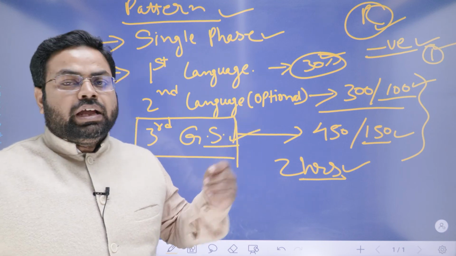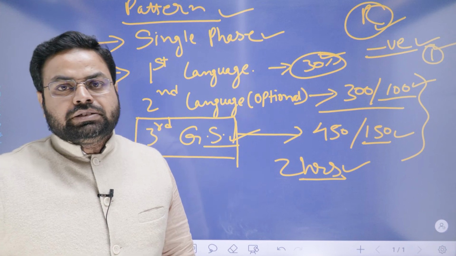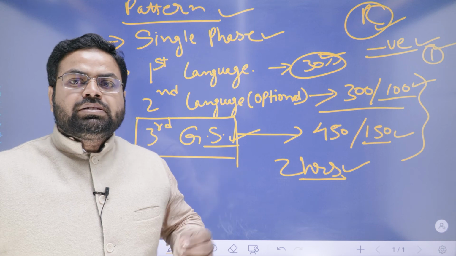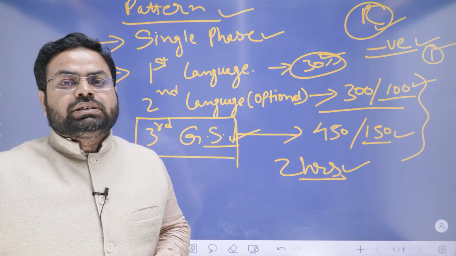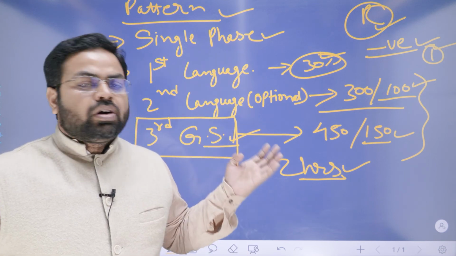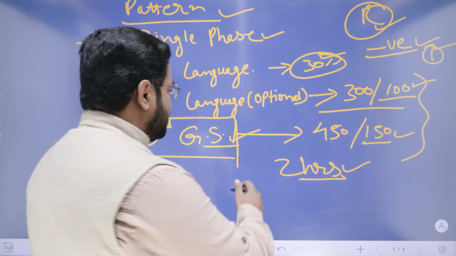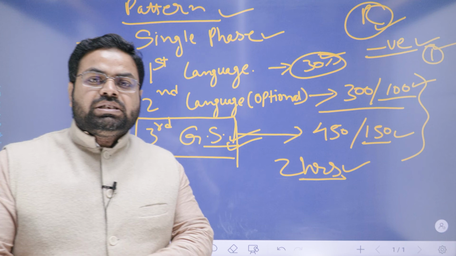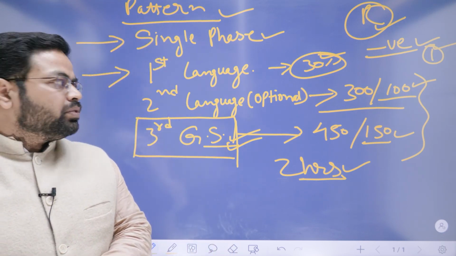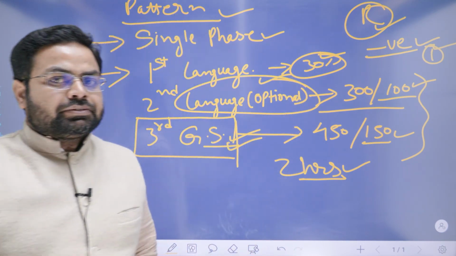But in the language optional paper, those students will have a privilege, an edge, who are familiar with any of the languages mentioned in the list of the commission's notification, and they will perform better than those students who are not familiar with any of the regional languages. And in that case, even if they perform well in the GS paper, they will be at a losing end because of not having a good knowledge of the optional language paper.